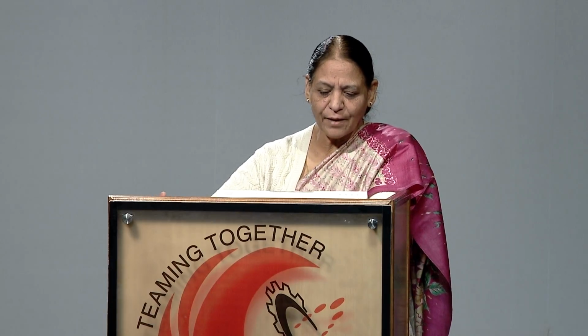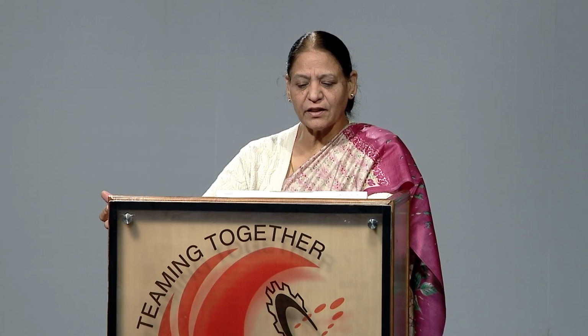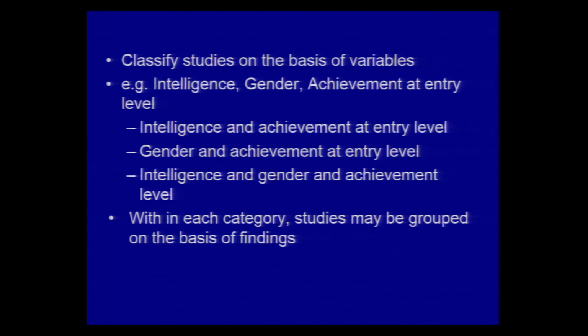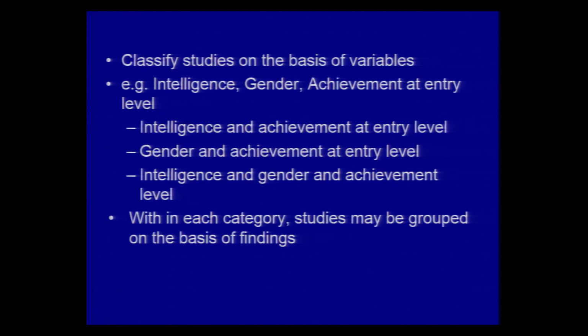This is another example where you classify studies on the basis of variables. Now, for example, you have included three important variables in the study. One is intelligence of the student, another is the gender. You are including both boys and girls, and the third variable is achievement at entry level. Now, these are three important variables which form part of the research being undertaken.